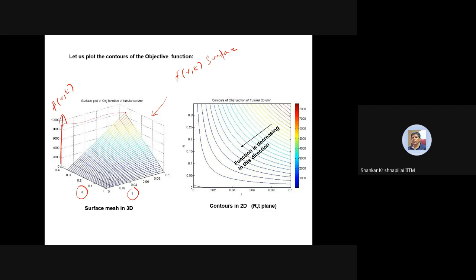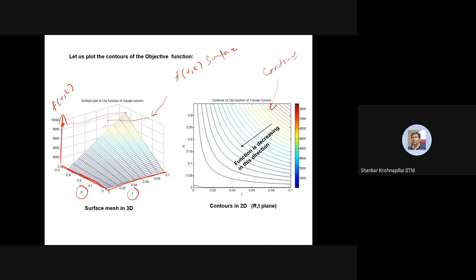It is around 9,000 kilogram. This is the maximum weight. And the minimum weight is 0, where r equals 0 and or t equals 0, because then the cross-sectional area becomes 0. So the minimum weight is 0. You can draw the contours here, using the MATLAB command.